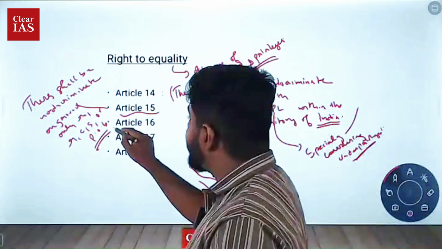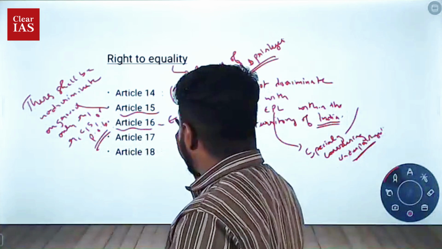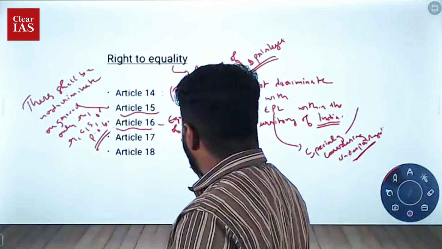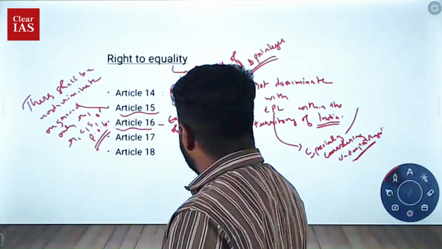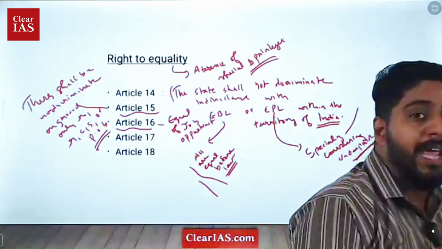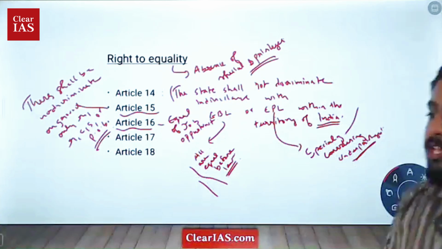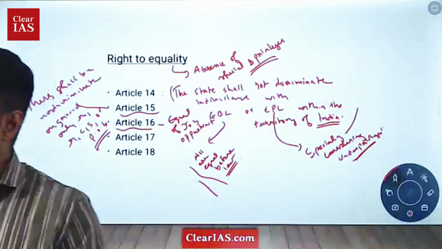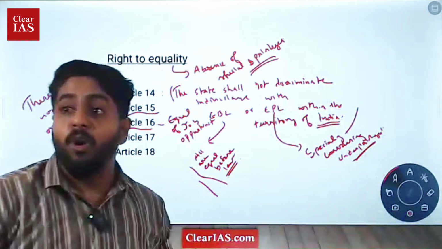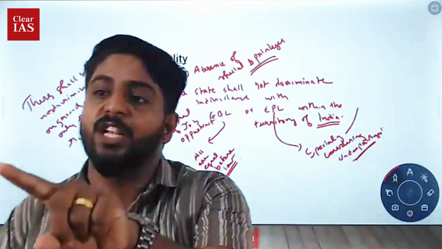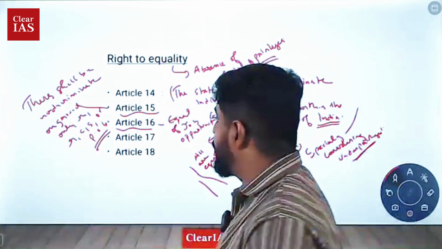Article number 16 says that there should be equality of job opportunities. Or you may say that there should be no monopoly. You can't say that you belong to this particular caste or this particular religion, so you will have a monopoly in public employment. No, sir. It should be open for all the citizens of India as an equal opportunity.